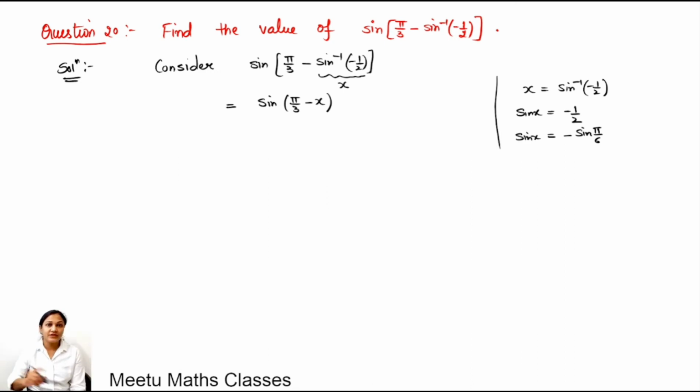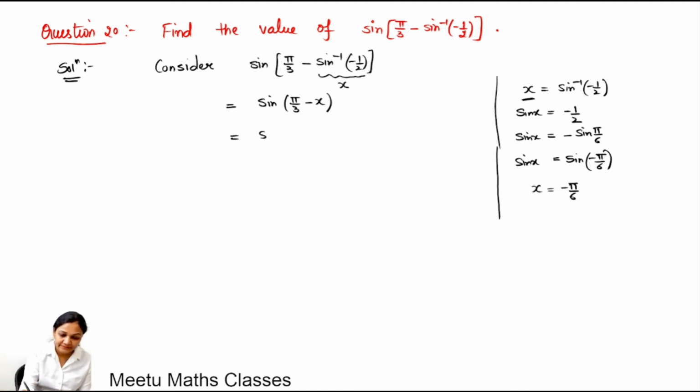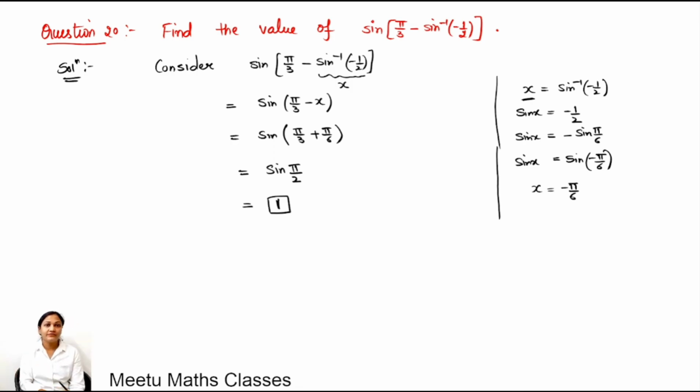Since x lies between minus pi by 2 to pi by 2, we are going to write this as sine of minus pi by 6. We are going to take our angle in the fourth quadrant. So x will be minus pi by 6. Now substituting x here, x will be minus pi by 6, and pi by 3 plus pi by 6 will be pi by 2, and sine pi by 2 is 1. So 1 is the required value of your function.